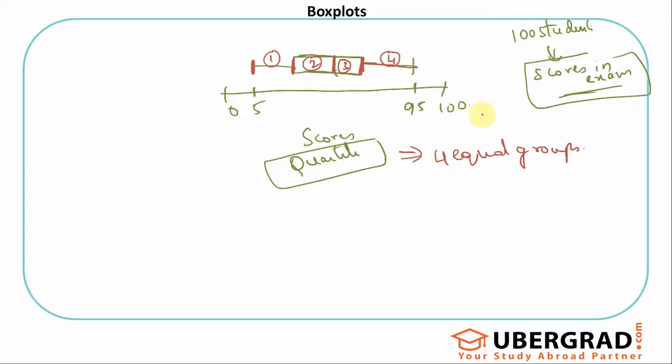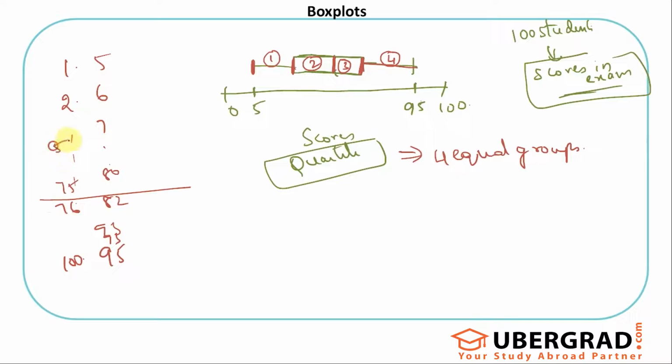The top 25 students, right? If I arrange from the least to top scores, I know the top score is 95 and the least score is 5. Let's say 6, 7, 80, 82, 93, 93, something like this. This is what the data looks like. The 76th guy, then 75, 51, 50, 49, 25, 24. The bottommost 25 will be in this group.